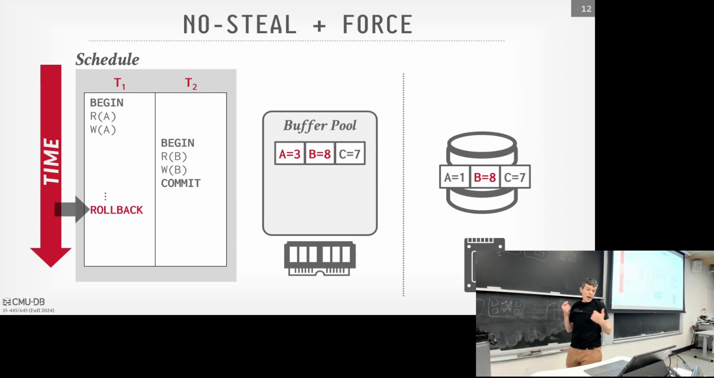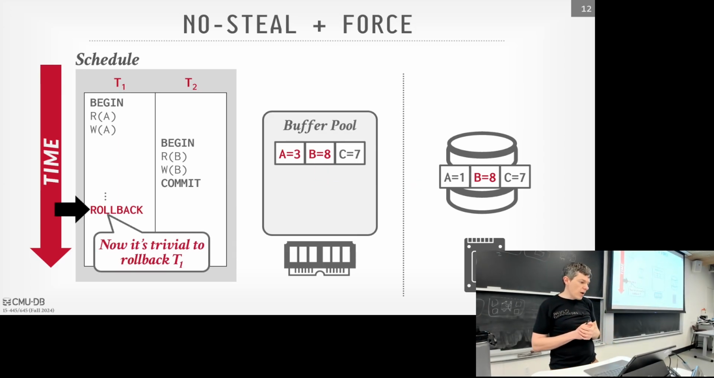So then when we come back over here and T1 tries to roll back, this is trivial to do, because none of what it modified made it out to disk. So at this point we crash. We've already told the outside world T2 is committed, so that's fine. So we crash, come back. This thing is correct because it has changes from T2 but not T1.